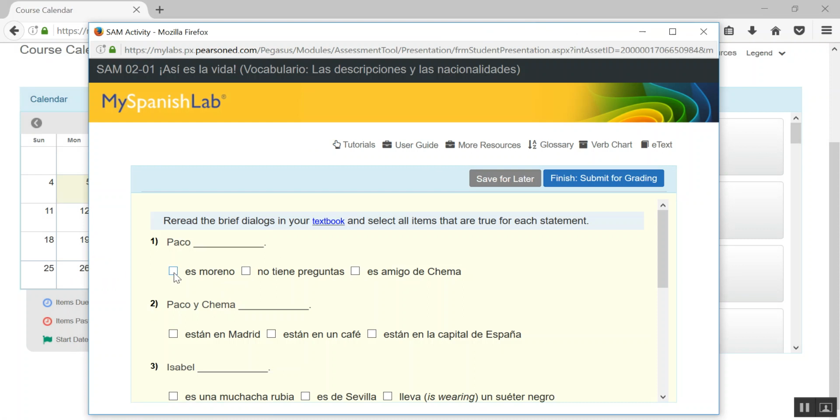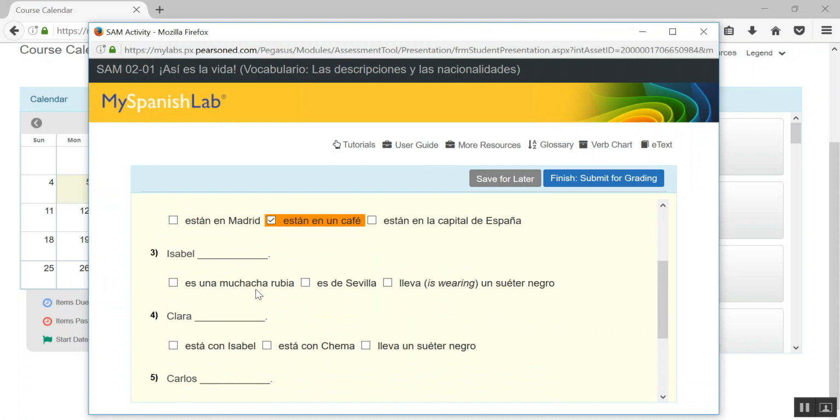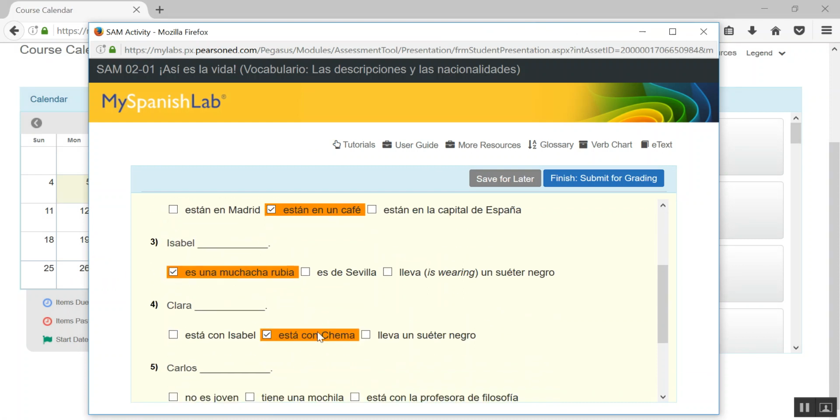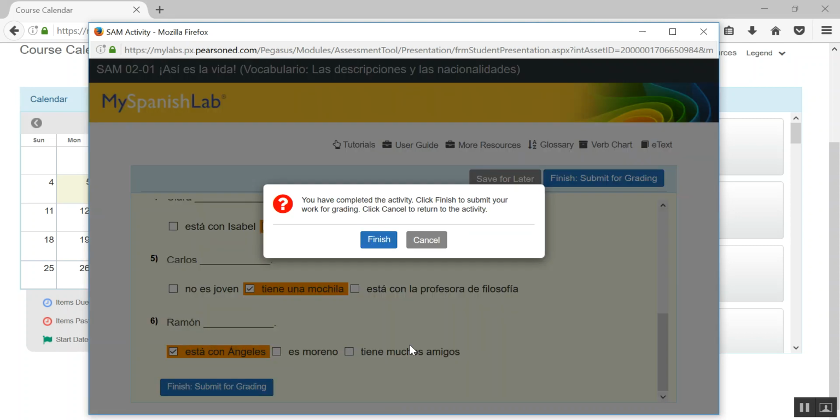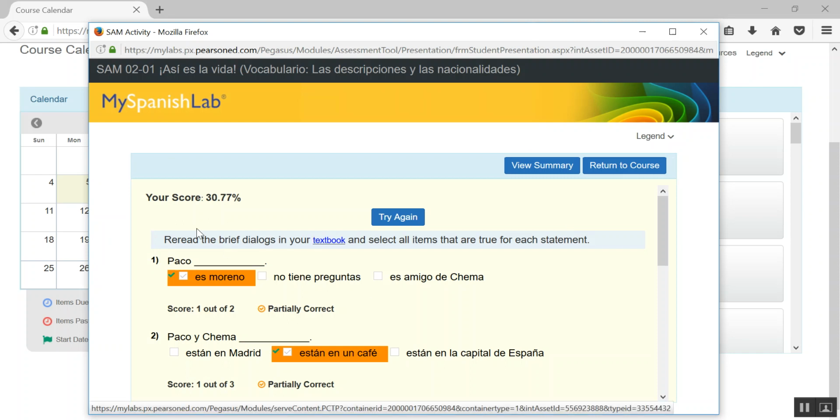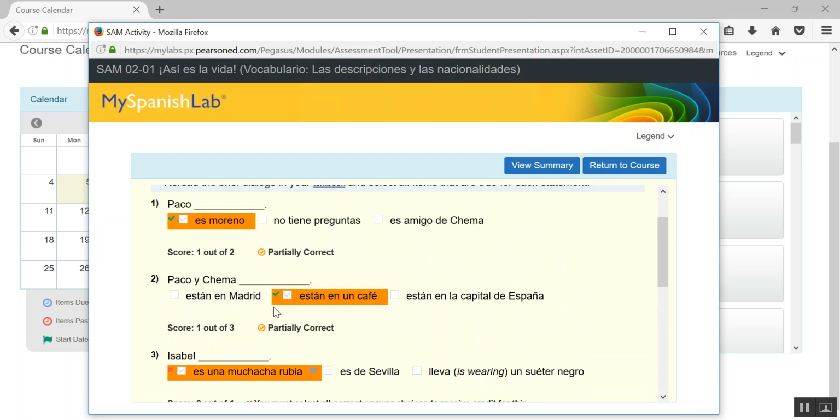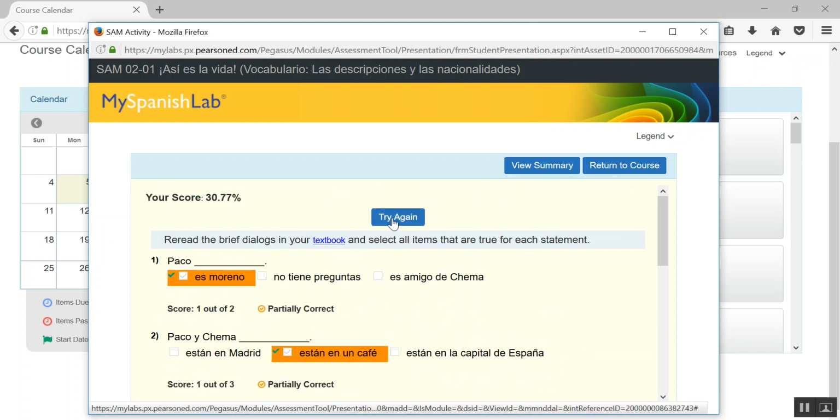And then you just answer the questions. I'm just going to put in random answers. I'm not even reading this, so this is going to be wrong. And when you're done, just hit finish and submit for grading. Hit finish, and it's going to tell you what your score is, and then you could hit try again.